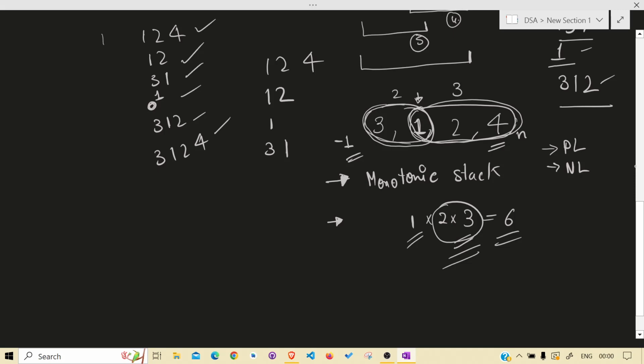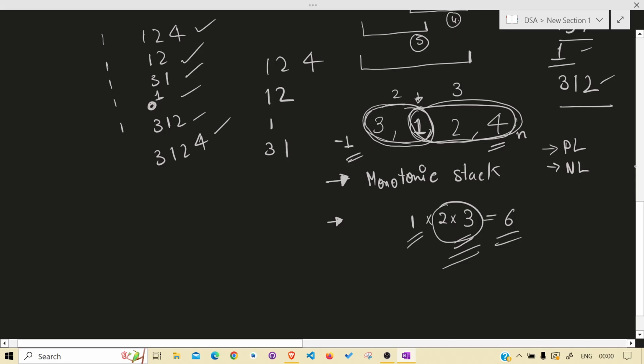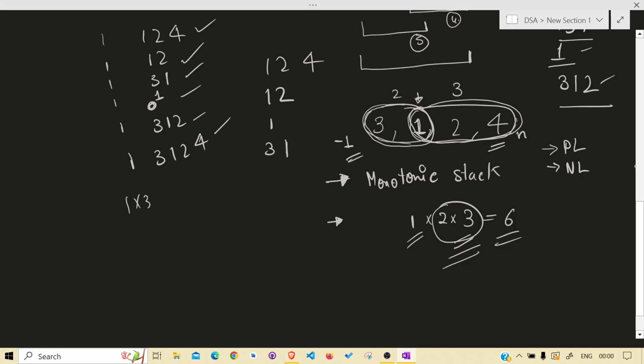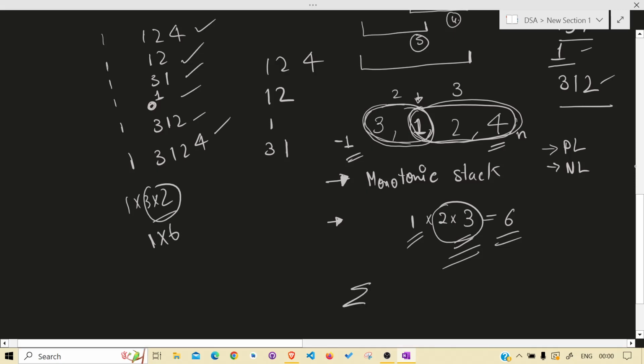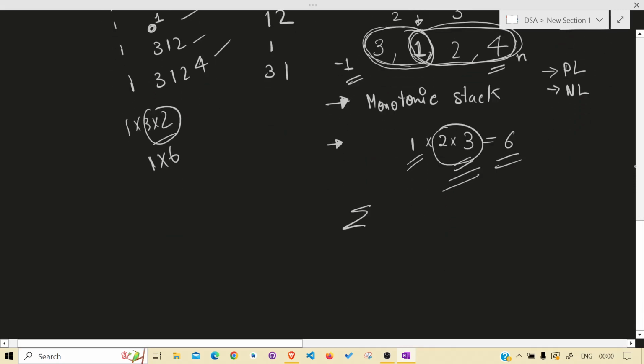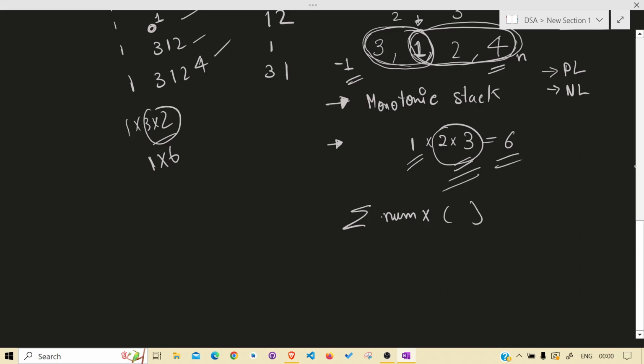If you add 1, 1, 1, 1, 1 six times, you can write this. This is also 6, 1 times 6, basic multiplication. So the solution is like that: take the particular number into the left and right.